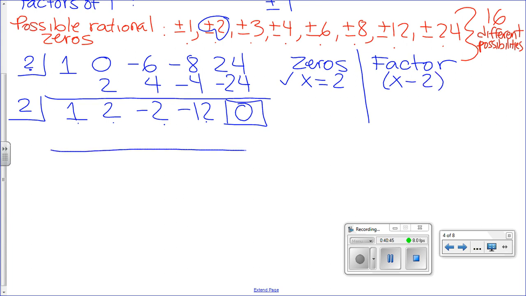Now, it's not necessary to go back to the original coefficients, but we could use the new coefficients that came after performing synthetic division once. So now we drop the first number, 1, and then we multiply 2 times 1 is 2. 2 plus 2 is 4. 2 times 4 is 6. Negative 2 plus 6 is 4. And then we multiply.